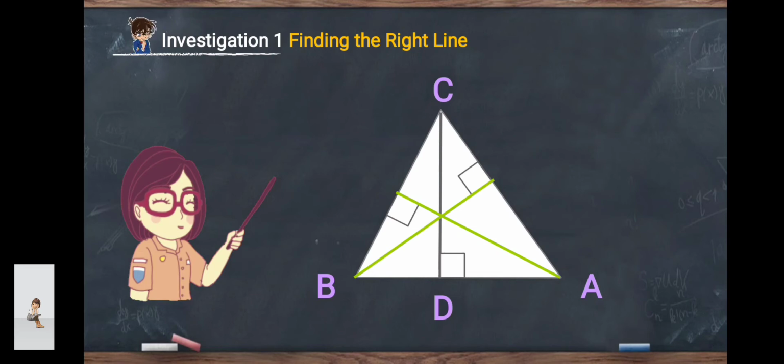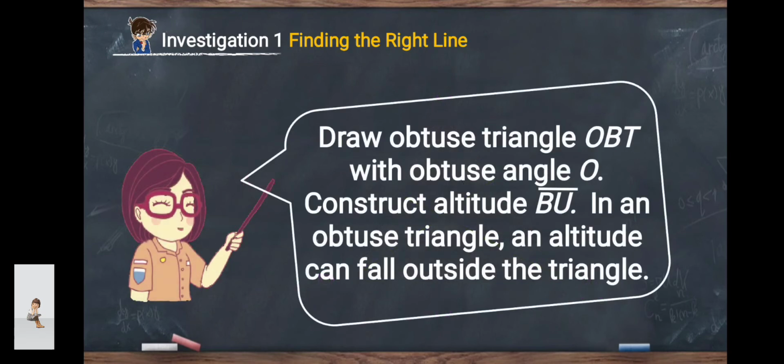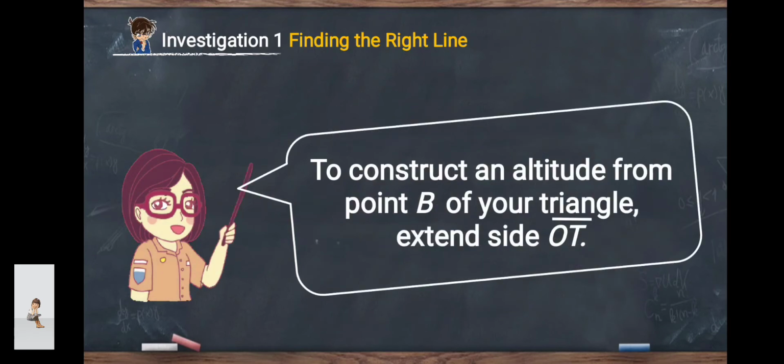What about the obtuse triangle? Draw an obtuse triangle OBT with obtuse angle O. Construct altitude segment BU. In an obtuse triangle, an altitude can fall outside the triangle. To construct an altitude from point B of your triangle, extend side segment OT.